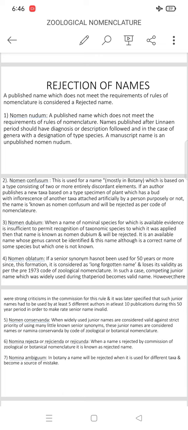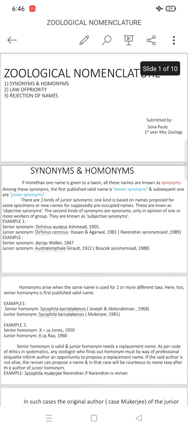Then what is meant by rejection of name? A published name which does not meet any requirement of the rules of nomenclature is termed a rejected name. And today we discussed synonyms and homonyms. Synonyms means more than one name given to a taxon, and all the names provided are known as synonyms. It contains senior synonyms and junior synonyms. The first published valid name is called the senior synonym, and the subsequent one is the junior synonym.